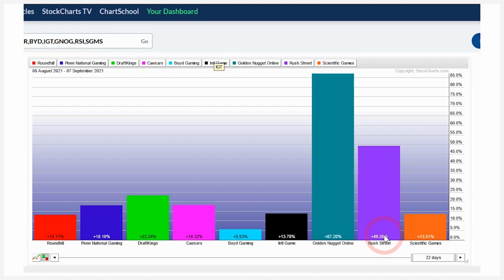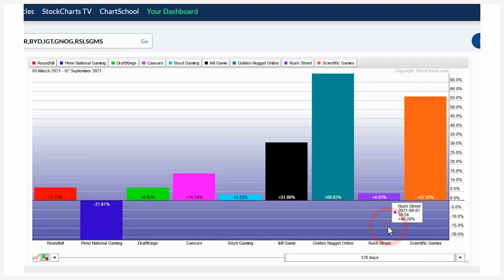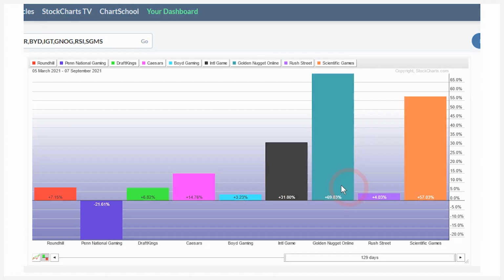Now this ETF did correct after the peak there in February. So if I right click on this slider here, I can look at a 6-month chart and see how the performance differs. You can see if you go back just 6 months, it's only up 7% or so. Penn National Gaming is down 20% over the last 6 months, but these other ones are up. So there is some strength within that ETF.